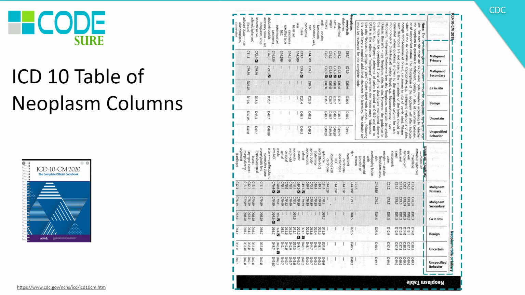I've rotated the page so we can read the column titles more easily. You can see malignant primary, malignant secondary, in situ, benign, uncertain, unspecified behavior. This will help you when you're searching for the proper neoplasm code.